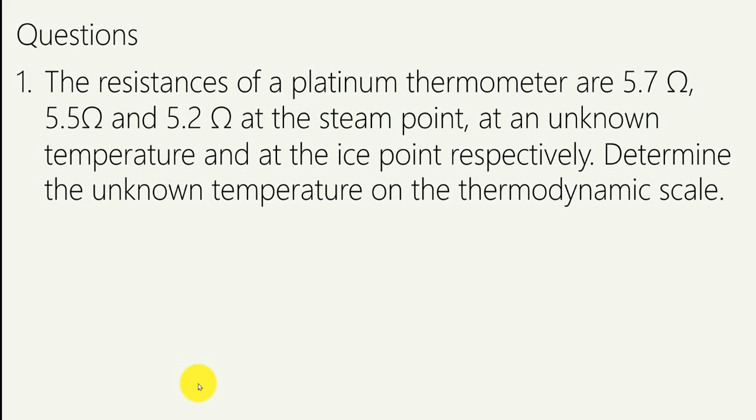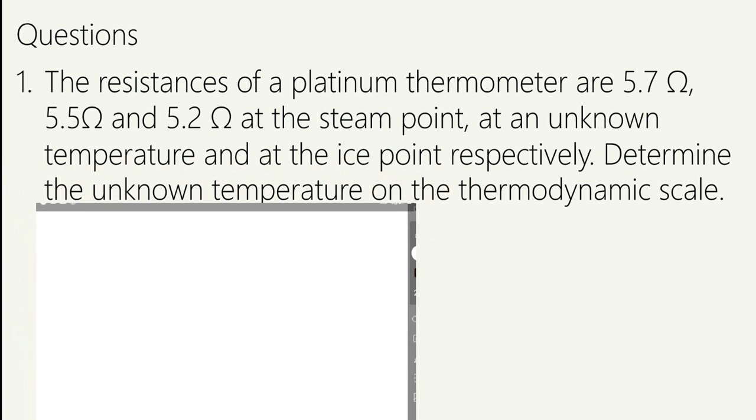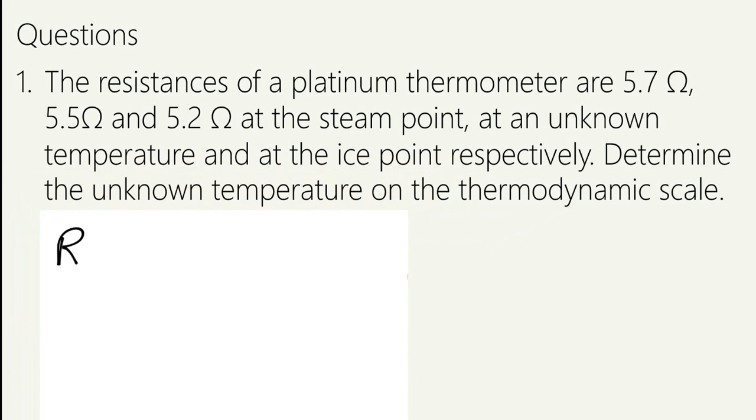Okay, we're going to do this together. I want you to follow through. They told us the resistance of a platinum thermometer, starting with the steam point. Let us call the value at the steam point R100. So we will say that R100 equals, they gave it to us as 5.7 ohms.